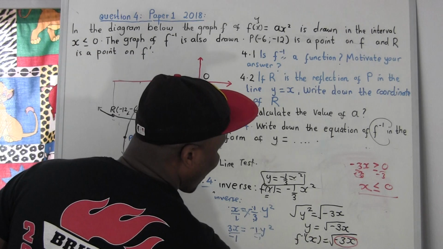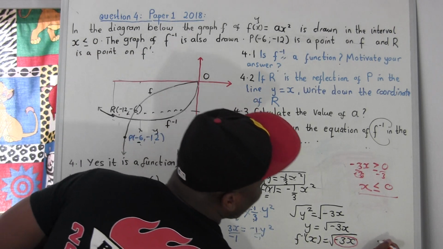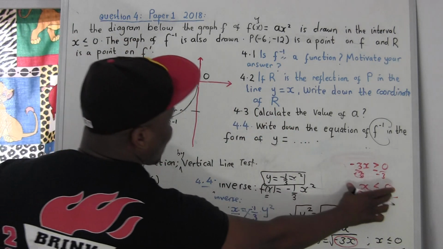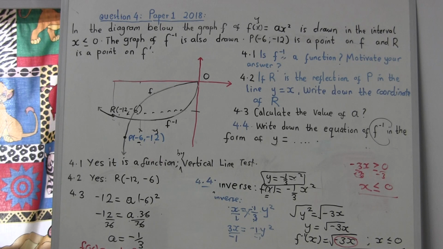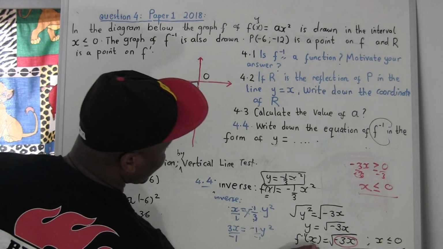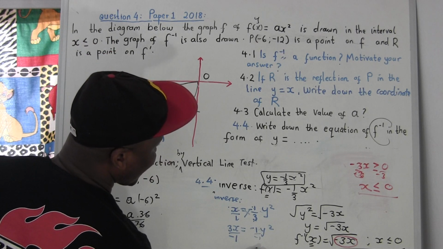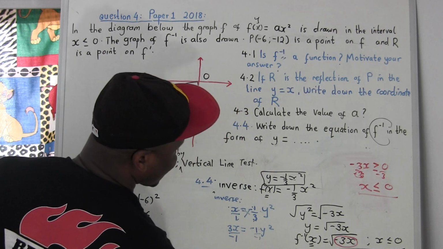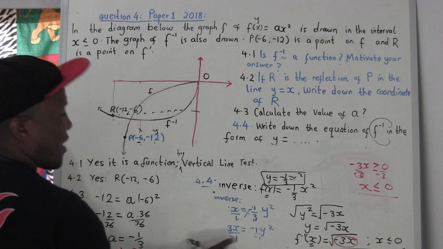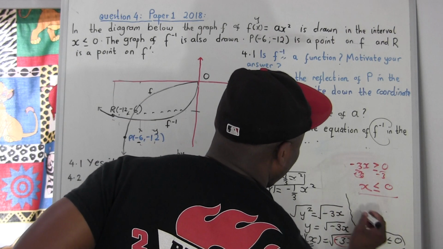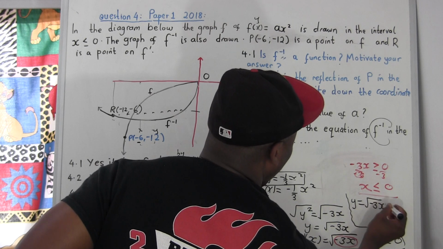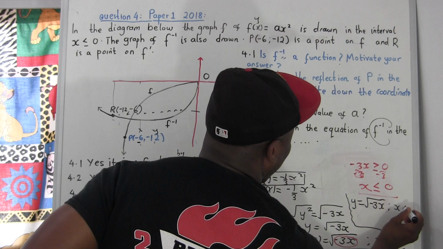So even though I'm done with the inverse, I must write this condition next to it: x must be less than or equal to 0. That is how I got there, and it is also part of the solution. So finally, y equals square root of negative 3x, but our condition is x must be less than or equal to 0.